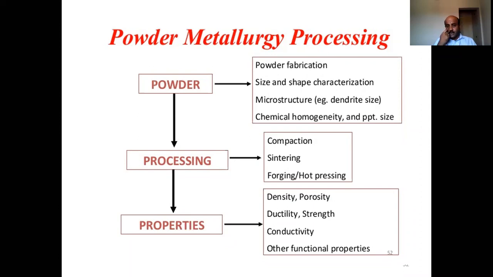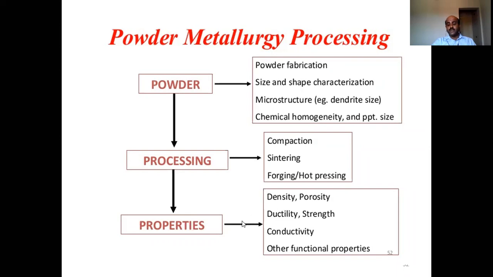Once the powder has been manufactured and tested for its chemical homogeneity, microstructure, shape and size, then it needs to be processed. Processing will be done either by compaction, sintering, forging, and hot pressing. These are the different processing steps we have in powder metallurgy.